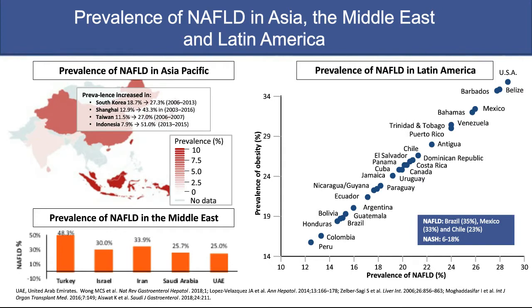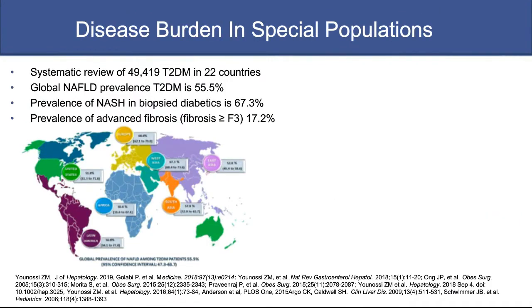When you look at the disease burden in special populations, especially type 2 diabetics, this is a meta-analysis that was presented last year at the Liver Meeting. The prevalence of NAFLD in patients with type 2 diabetes is about 55%. And when you look at the prevalence of NASH in this group, it is about 33%, meaning that maybe 65 to 70% of those NAFLD patients with diabetes who get biopsied will have underlying NASH. And the prevalence of advanced fibrosis, meaning stage F3 or higher, is about 17%.